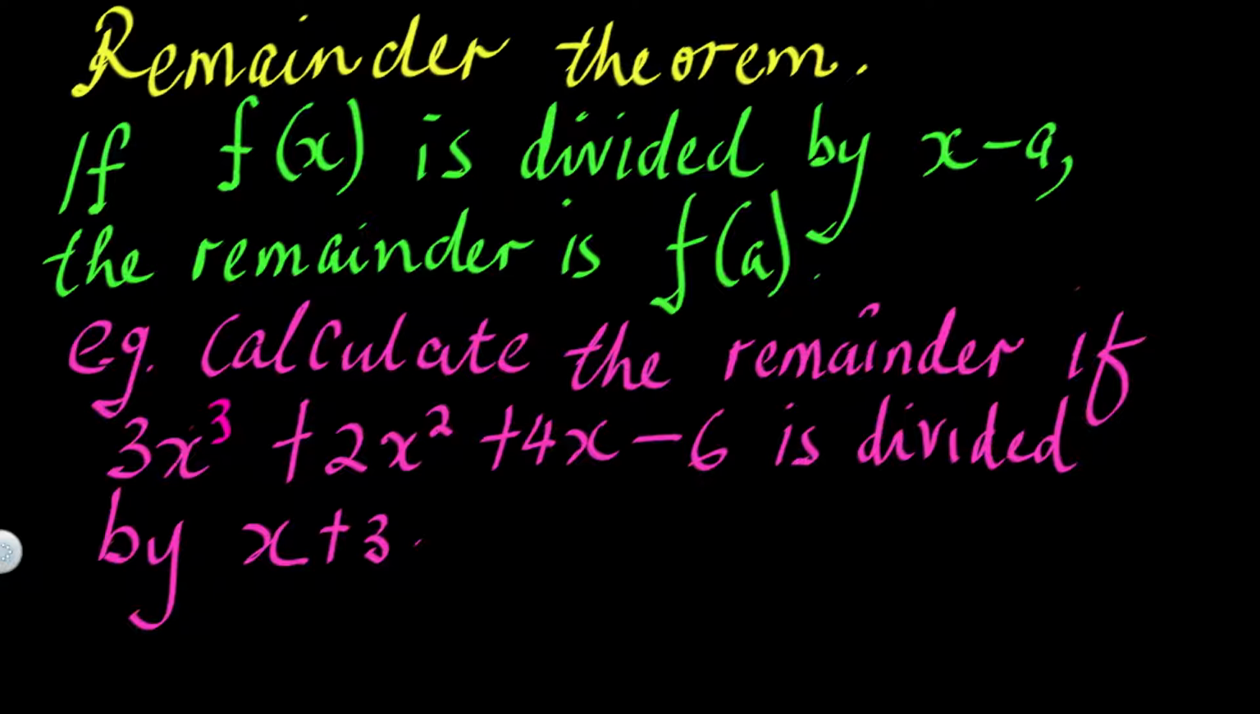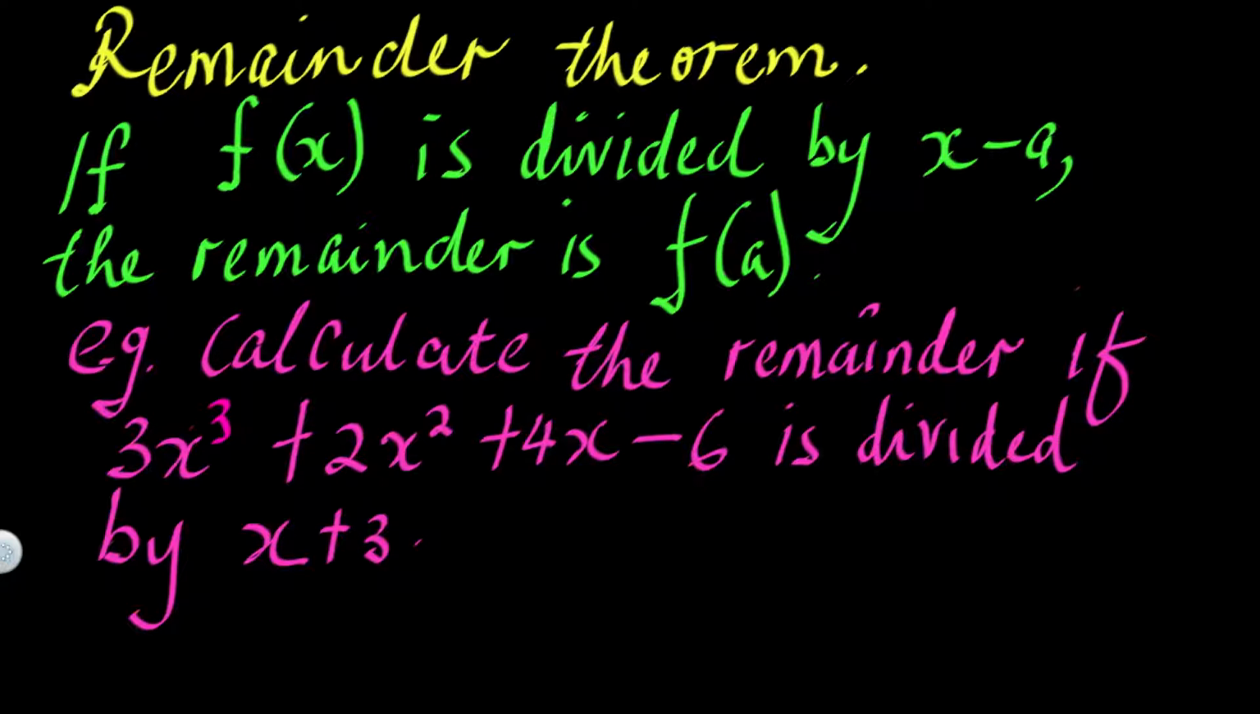If we divide a number by another number, we may get what we call a remainder. In our case, we are dividing 3x cubed plus 2x squared plus 4x minus 6 by x plus 3. So our dividend is 3x cubed plus 2x squared plus 4x minus 6, and our divisor is x plus 3.